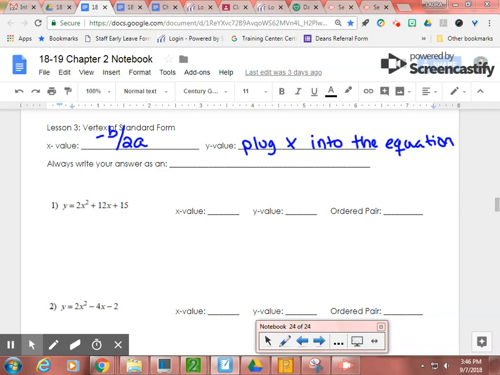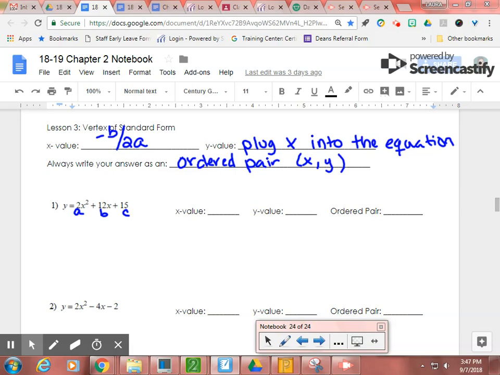So you always want to write your answer as an ordered pair. So remember that an ordered pair is x comma y. All right, so when you look at this equation, it looks different than vertex form, which we've been working on. This is called standard form. So what I want to do is I want to label this. This is my a value, b value, and c value. And that goes with the coefficients that are in front of your variables.